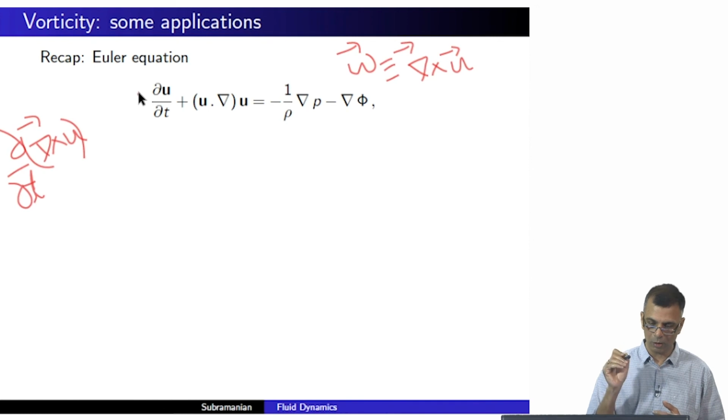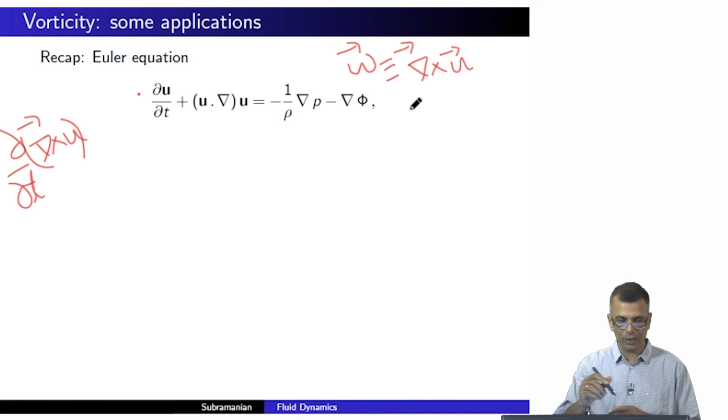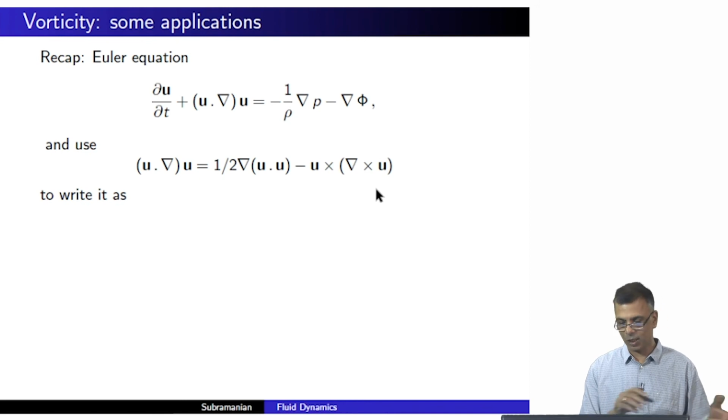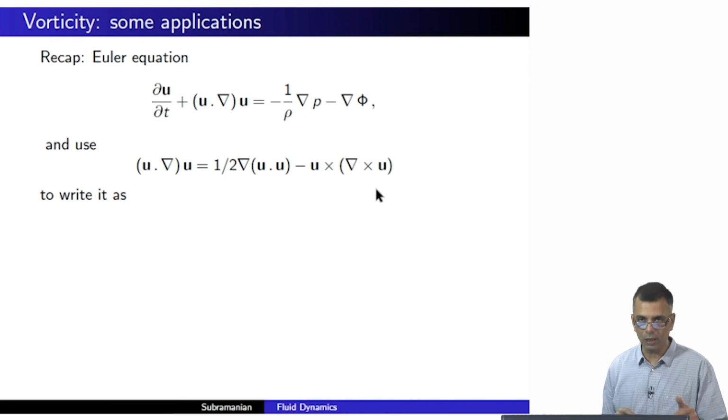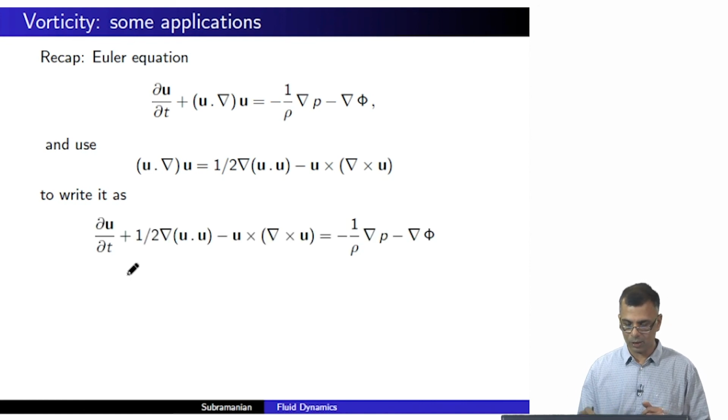That's how you do this, and you take the curl of this. You take the curl of this. So you curl everything, and you use this identity, same thing as what we encountered earlier while discussing the Bernoulli equation, and you write it as this.